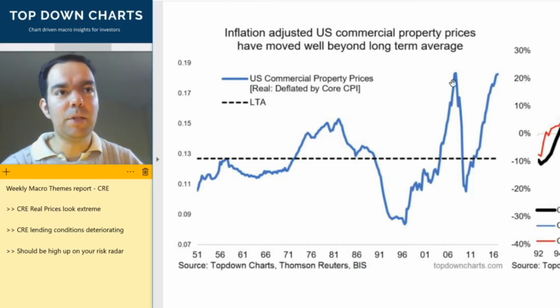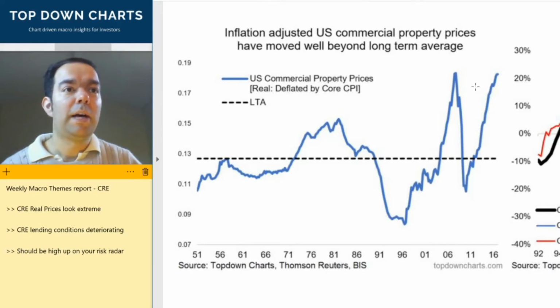So whenever you get stretched beyond the average, the odds of further outperformance are low, and the odds of a correction, or at least sideways movement, increases.